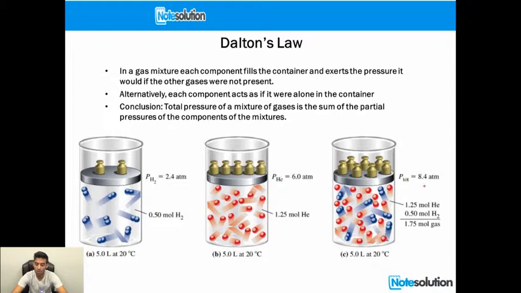Now, the total pressure would be, as you could see here, the addition of the two pressures. So 2.4 plus 6 gives you 8.4 atmosphere. And as for the number of moles, the total number of moles is the addition of those two. So you can see here that the total pressure is simply the addition of both pressures together. The pressure does not change based on other factors. You just add up the two pressures and you get the total pressure. And the same goes for the moles.